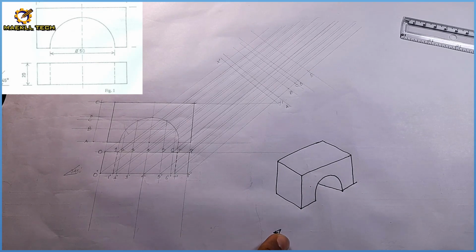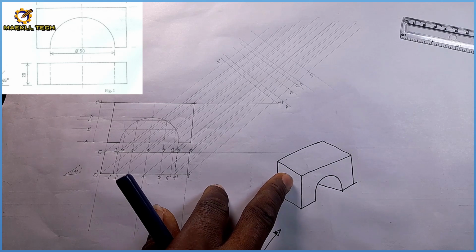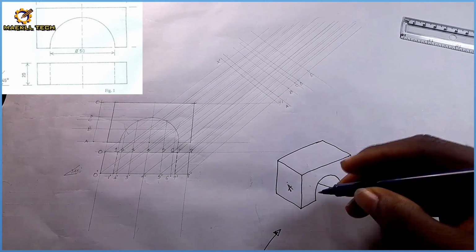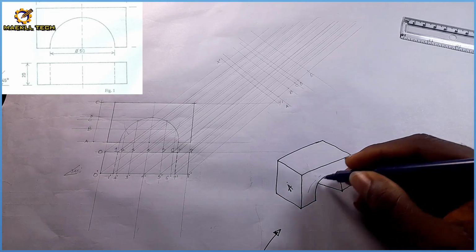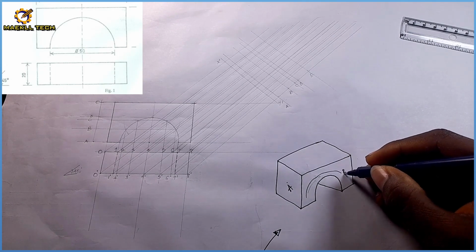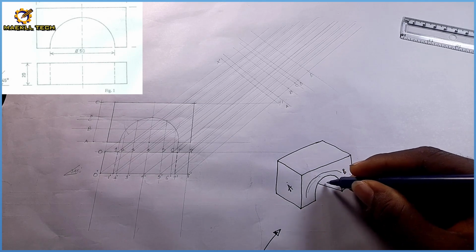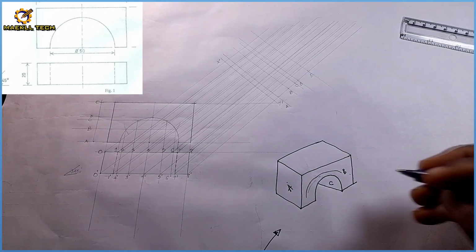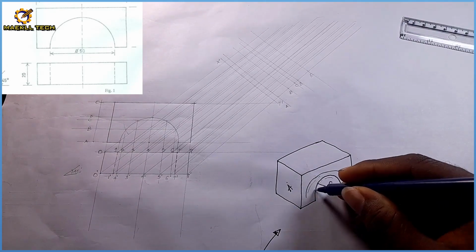Now if I'm standing right here, I'm looking at the auxiliary elevation. I will be seeing this mark. I will call this face A. I will be seeing the whole of this area like this. I will call the whole of this area face B. Then I will be seeing a slight part of this area. I'm going to call this face C.